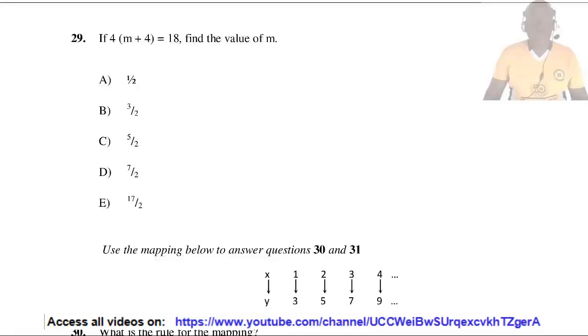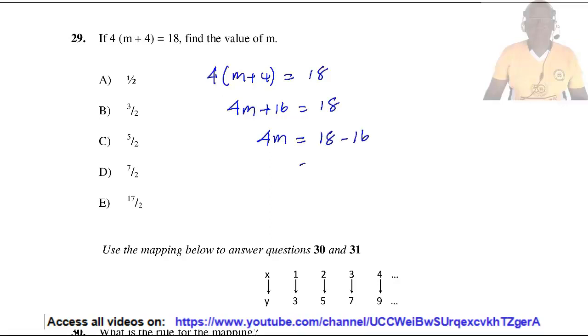Question 29. If 4 times into brackets m plus 4 equals 18, find the value of m. That is 4 times m plus 4 to be equal to 18. We can multiply 4 into the bracket, so we shall get 4m plus 16 to be equal to 18. We shall send 16 to the other side of the equation, so we shall get 18 minus 16, which equals 2. So 4m equals 2. We can divide by 4. So 4 cancels 4, so we shall get m to be equal to 2 over 4, which equals a half. So the answer is A.